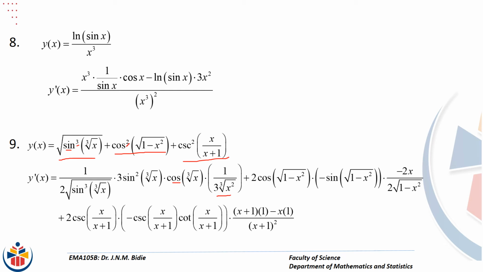Firstly, the power of cosec, so we get 2 cosec of the argument multiplied by the derivative of cosec. The derivative of cosec is negative cosec cot, and then we take down the argument, times the derivative of the argument, which requires the quotient rule. So we take the denominator up, which is x plus 1, times the derivative of x, which is 1, minus x times the derivative of the denominator. All of this divided by the denominator squared.